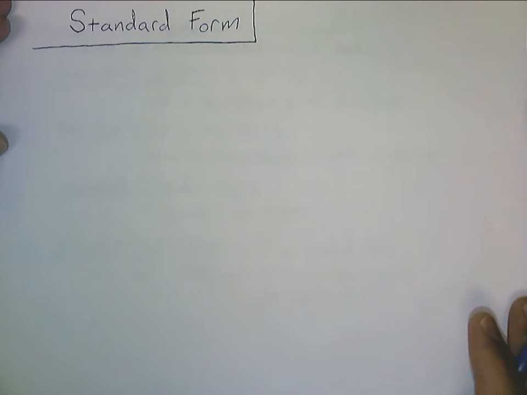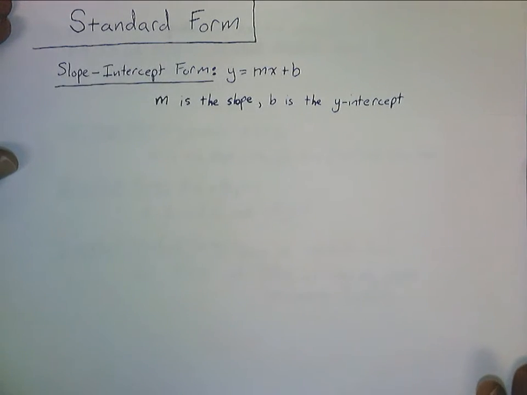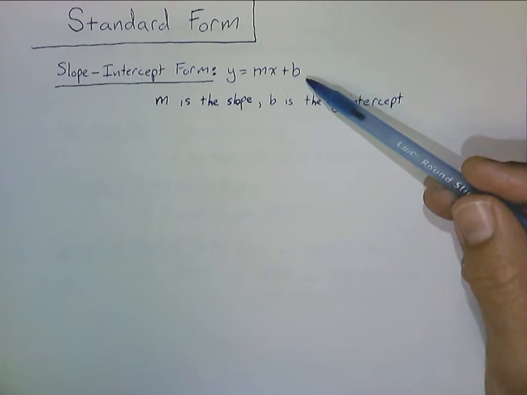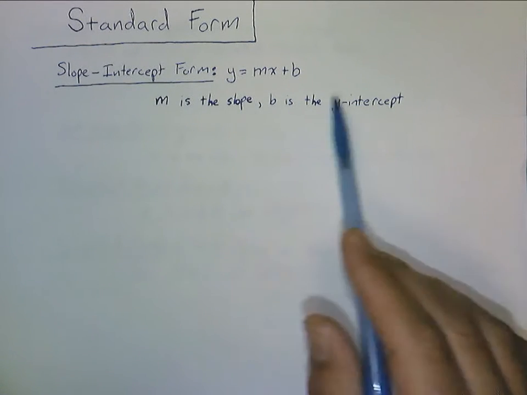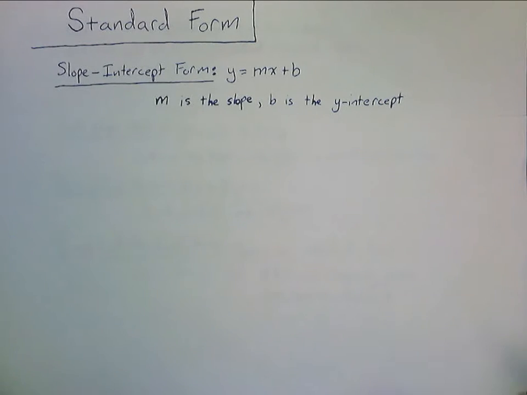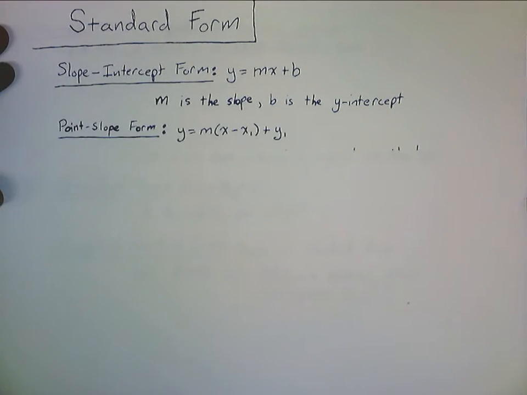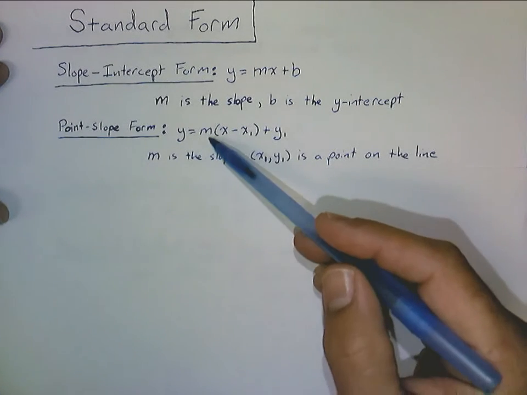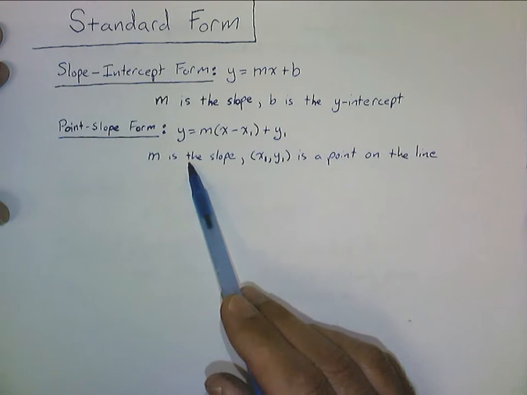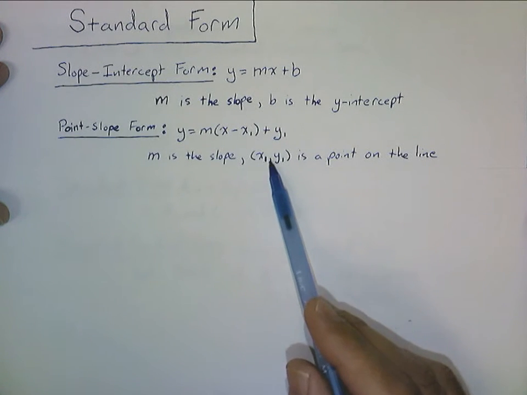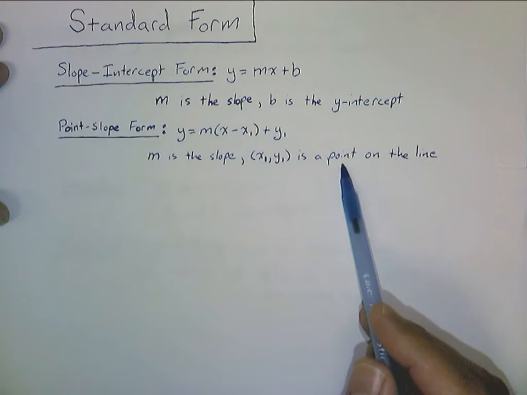And so just to review a little bit, the two forms that we've talked about so far, the first one was slope-intercept form, and that looks like y equals mx plus b, where m is the slope and b is the y-intercept, hence the name slope-intercept form. Then we also talked about point-slope form, which looks like y is equal to m times the quantity x minus x1 plus y1, where again m is the slope, and now x1 and y1 are coordinates of a point that we know is on the line.